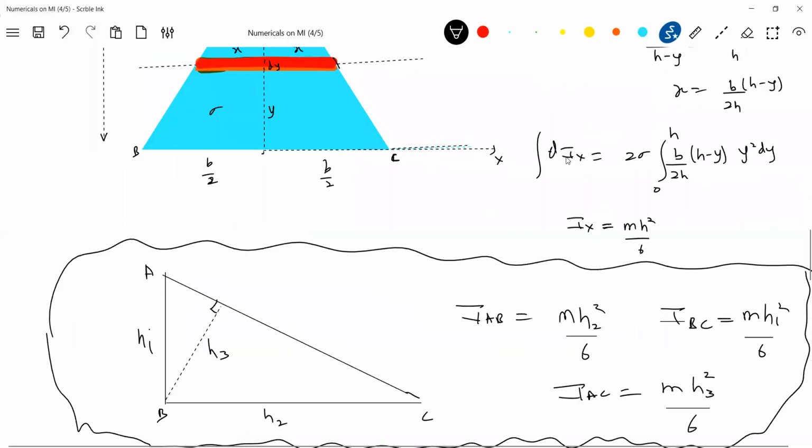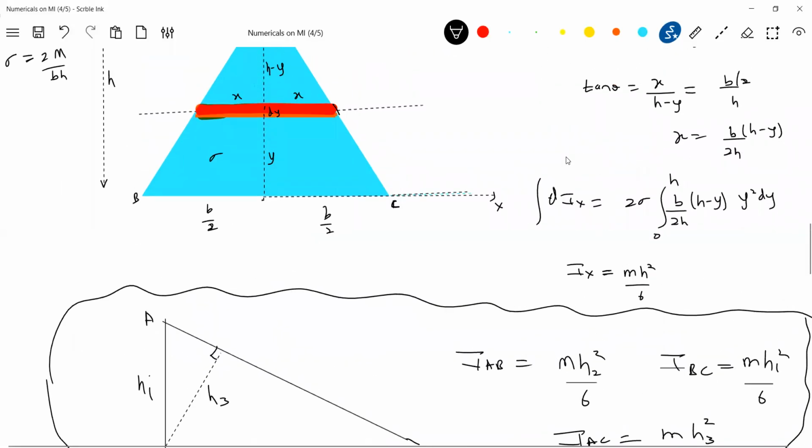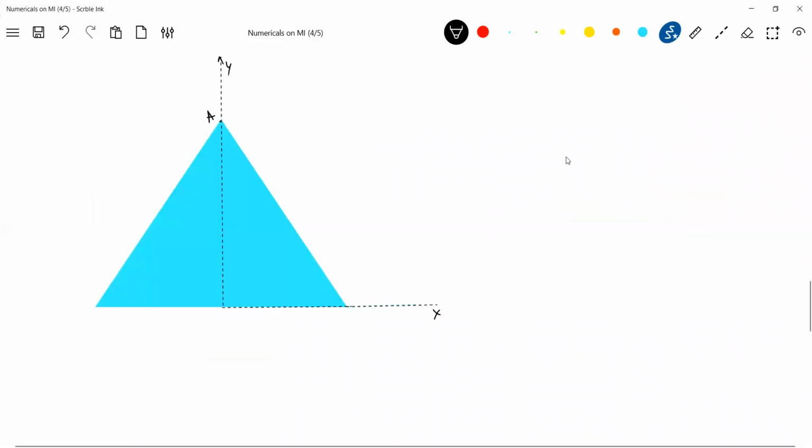Now I want IAZ. What were the earlier symbols we used? A, B, C, no? Okay, fine. No, A, B. See, I want IAZ.